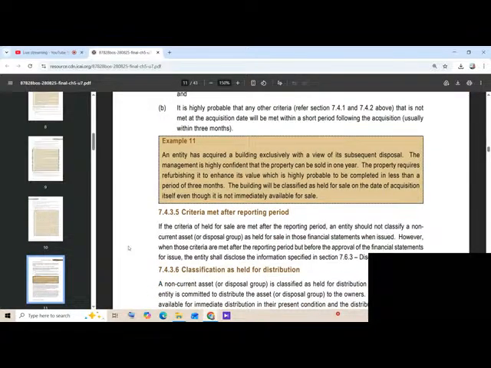Example 11. An entity has acquired a building exclusively with a view to its subsequent disposal. The management is highly confident that the property can be sold in 1 year. The property requires refurbishing to enhance its value, which is highly probable to be completed in less than a period of 3 months. The building will be classified as held for sale on the date of acquisition itself, even though it is not immediately available for sale.